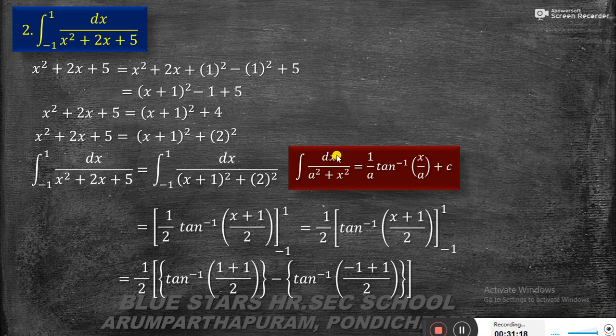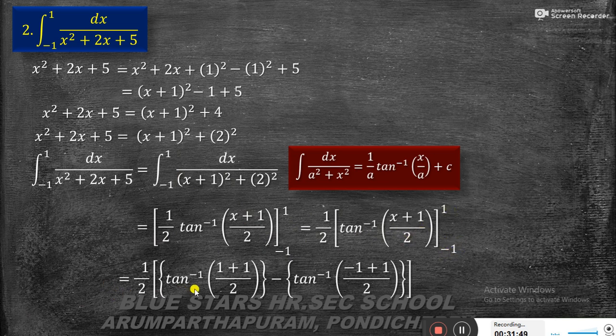The formula is integral dx by a square plus x square equals 1 by a tan inverse x by a plus c. Here a equal to 2. So this is x square plus a square. With a equal to 2, 1 by a is 1 by 2 tan inverse of x plus 1 by 2. The limit is minus 1 to plus 1, so I substitute minus 1 to plus 1. 1 by 2 is a constant, I take it outside: 1 by 2 into tan inverse of x plus 1 by 2, from minus 1 to plus 1.